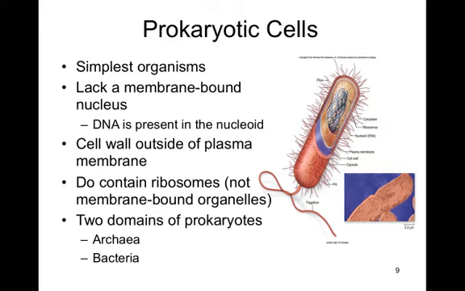In addition to having a plasma membrane, prokaryotic cells also have a cell wall outside of the plasma membrane. Prokaryotic cells lack membrane-bound organelles. However, they do contain ribosomes. Eukaryotic cells also have ribosomes, but the ribosomes are of a different type. They do perform the same functions, but they're definitely of different origin.